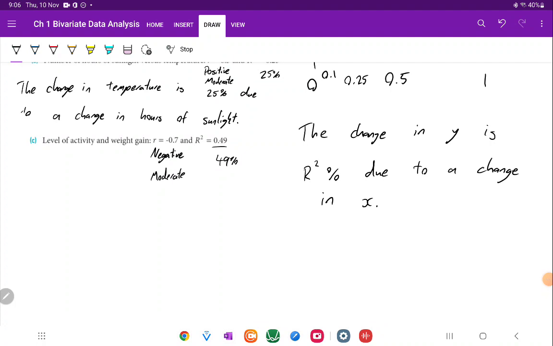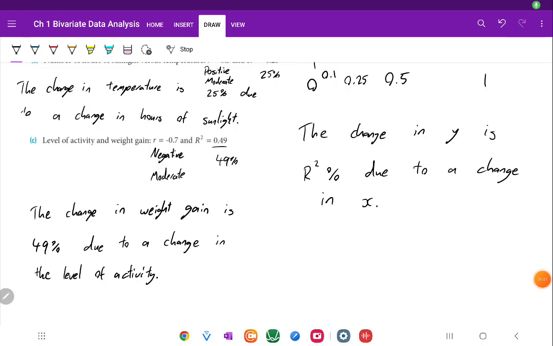Some people who do a lot of activity are doing it so that they can actually gain weight in the form of muscle. Other people, in order to actually lose weight, are also going to have to change their diet as well. So it's not the only factor. It's about 50% according to this statistic. So the change in weight gain is 49% due to a change in the level of activity.